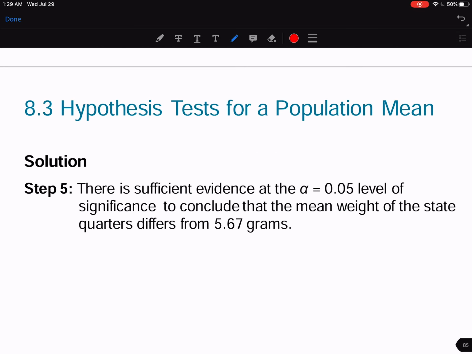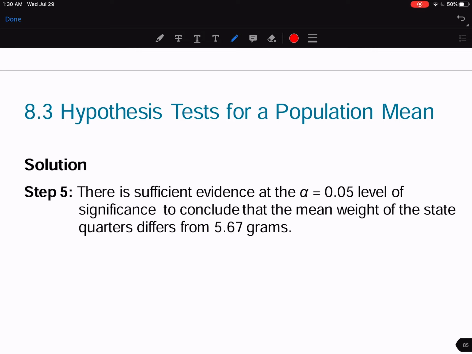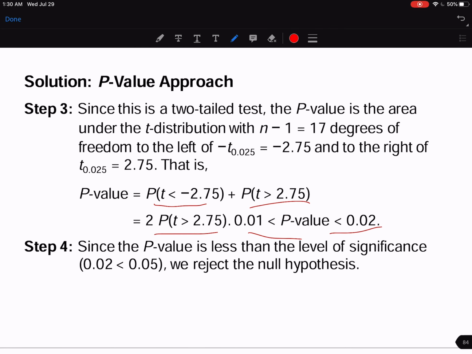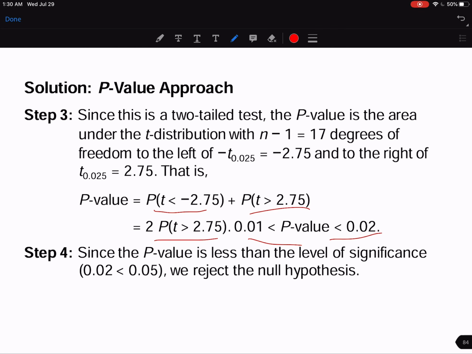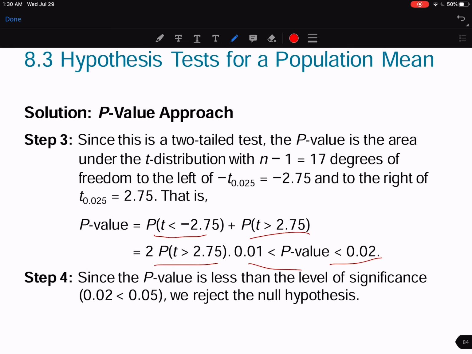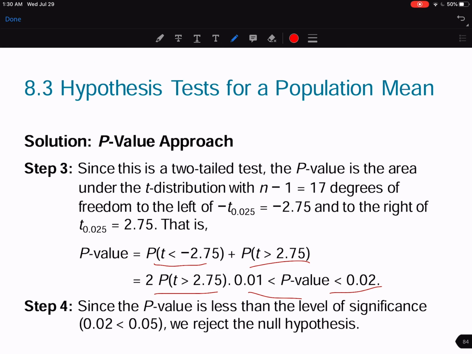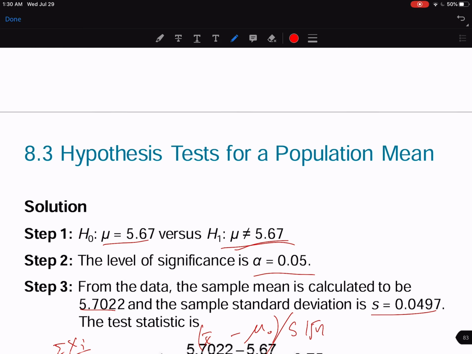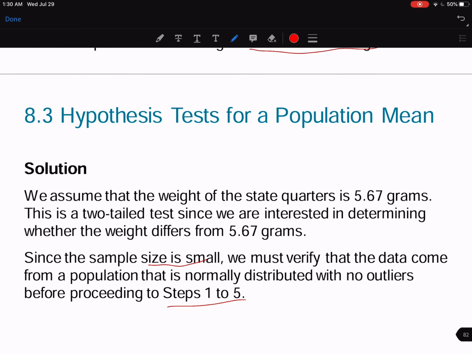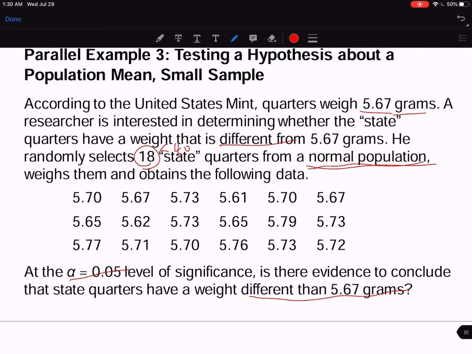So there is sufficient evidence at the alpha equal to 0.05 level of significance to conclude that the mean weight of state quarters differs from 5.67 grams. Once again, I won't show you how to work with the t-table again because it's very similar to what we just went over above. The main difference here is that it gives us a raw data set. So if you want to do the calculation by hand, you need to calculate the sample mean and the sample standard deviation separately.